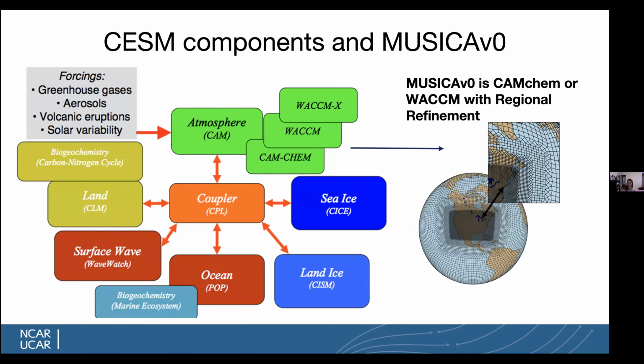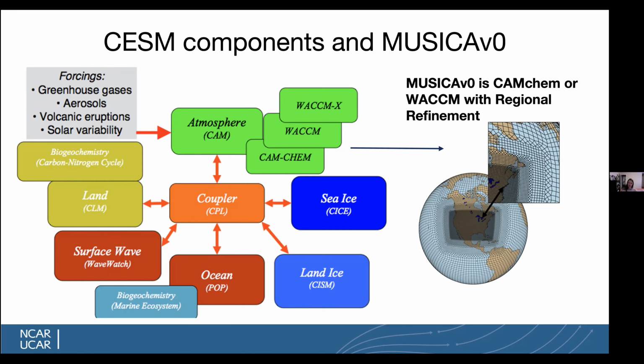So just stepping back 1 minute, MUSICA version 0 is really the CESM, the Community Earth System Model, that runs with either CAM-chem or the whole atmosphere model WACCM-chem with regional refinement, as shown here. So basically, CESM can be a fully coupled Earth system model with various components. Obviously, the atmosphere here with the simple chem version, the atmospheric version without chemistry, the CAM-chem version that we're working on today, which is also a low top version going to 40 kilometers and with 32 vertical levels. And then the whole atmosphere community version that goes much higher up to 140 or 150 kilometers. And we even have a much higher version.